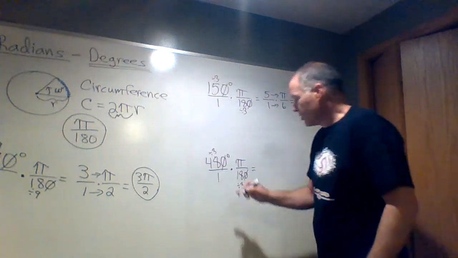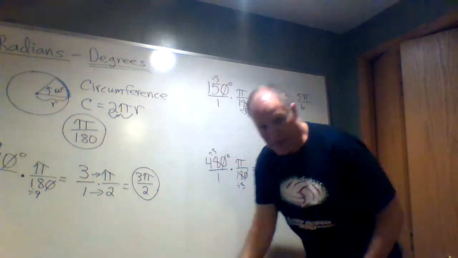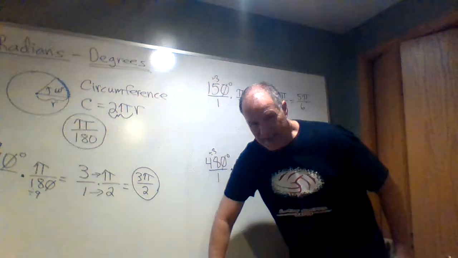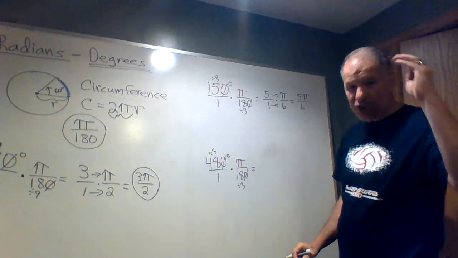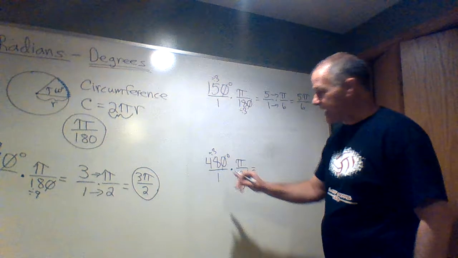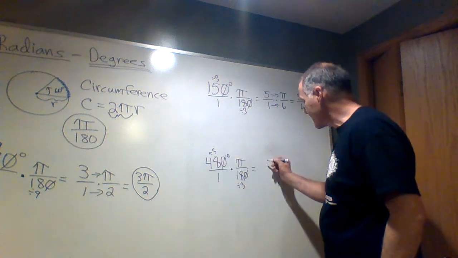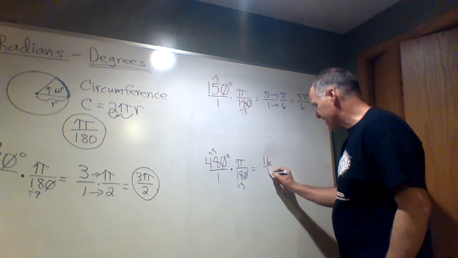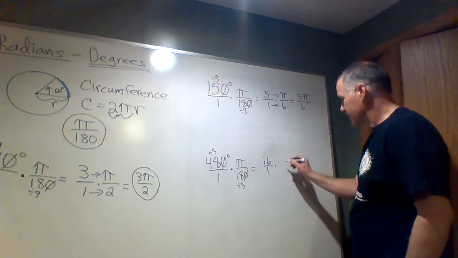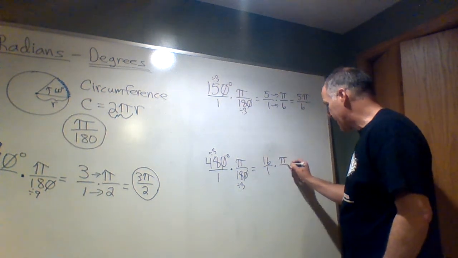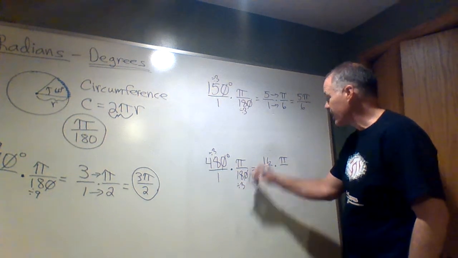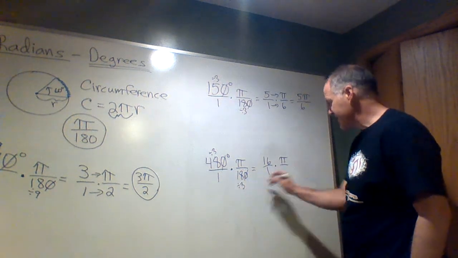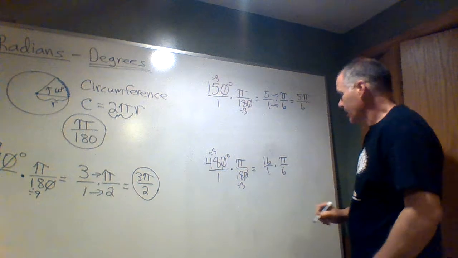Okay? So 48, again, you might need to grab your calculator. Now, I'm a trained professional, so I can do this in my head, but you probably need a calculator. 48 divided by 3 is 16. So I got 16 over 1 times pi over, okay, 18 divided by 3. We just did that up here. 18 divided by 3 is 6.